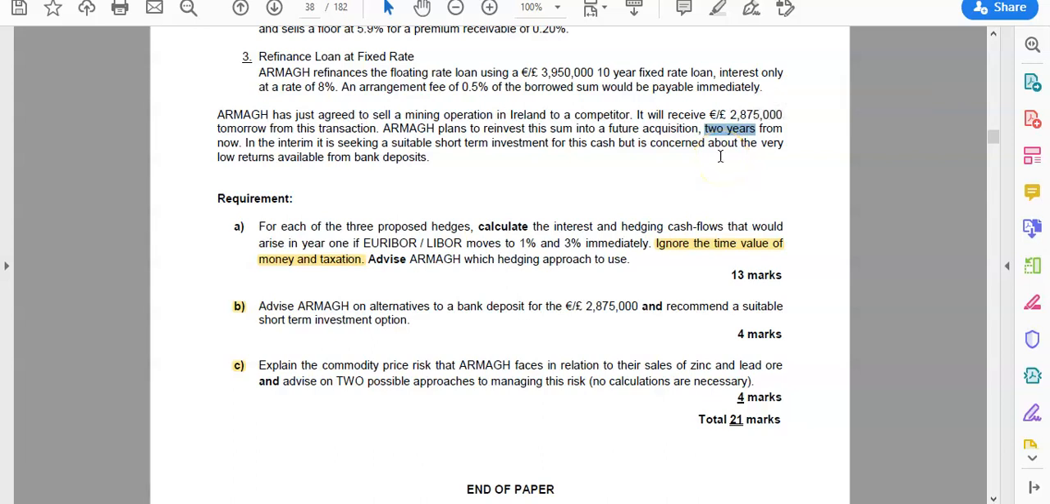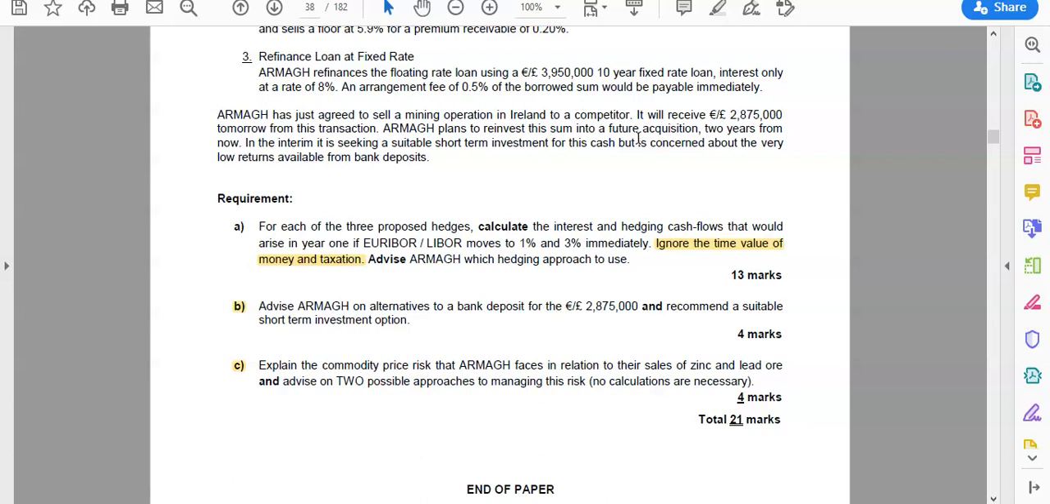You're probably not suited to put it into an equity portfolio because the share price could go up or well as down in the next 2 years, and you may not have enough money on hand for the future acquisition in 2 years' time. So the most realistic one, as you'll see in the solution, is probably to put it into a diversified portfolio of government and or corporate bonds.